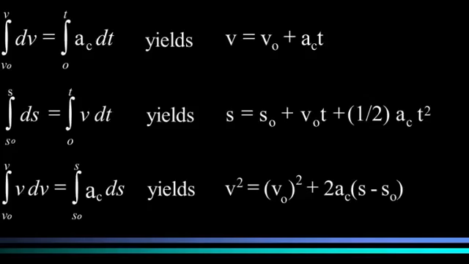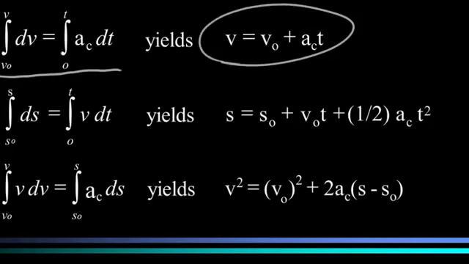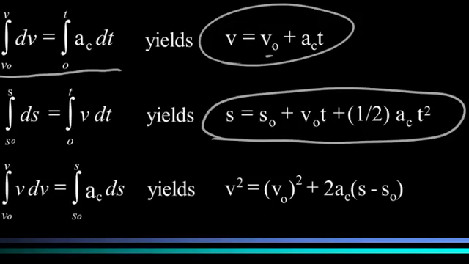A common example of constant acceleration is gravity. For instance, a body in free fall towards the Earth. In that case, the acceleration is g, or 9.81 meters per second squared, or 32.2 feet per second squared. So let's look at these equations. We can integrate the acceleration over time to get velocity. Since the acceleration is constant, it results in this equation here. Velocity is the initial velocity plus acceleration times time. We can integrate the velocity over time to get position, and we come up with this equation right here. s is equal to the initial position plus the initial velocity times time plus 1/2 a t squared.